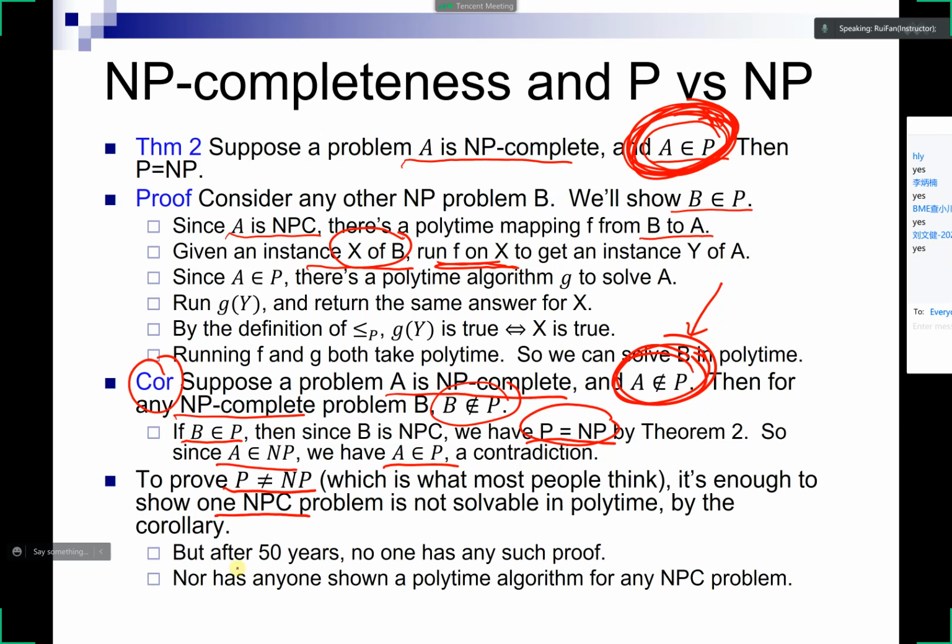However, even though you have this flexibility, and people have been trying to do this for like 50 years, nobody has succeeded up to now. Nobody has given a polynomial time algorithm for any NP complete problem, or shown that an NP complete problem cannot be solved in polynomial time. So this is why we still don't know the answer to whether P equals NP. Any questions about this?